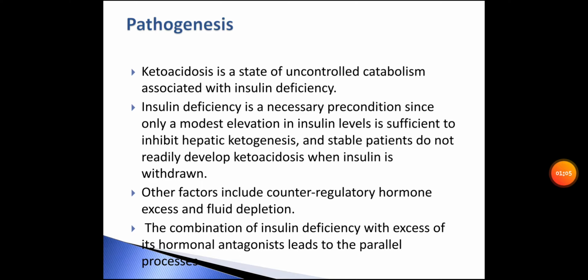Pathogenesis of diabetic ketoacidosis. Ketoacidosis is a state of uncontrolled catabolism associated with insulin deficiency. Insulin deficiency is a necessary precondition since only a modest elevation in insulin levels is sufficient to inhibit hepatic ketogenesis, and stable patients do not readily develop ketoacidosis when insulin is withdrawn. Other factors include counter-regulatory hormone excess and fluid depletion. The combination of insulin deficiency with excess of its hormonal antagonists leads to the parallel processes.